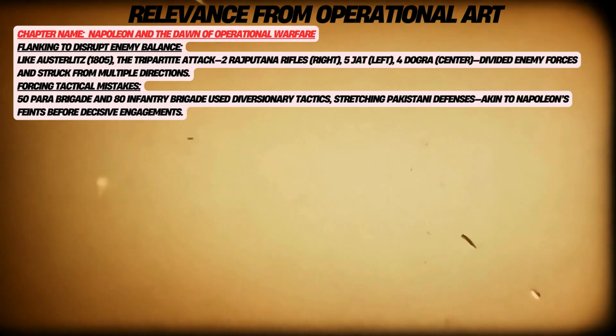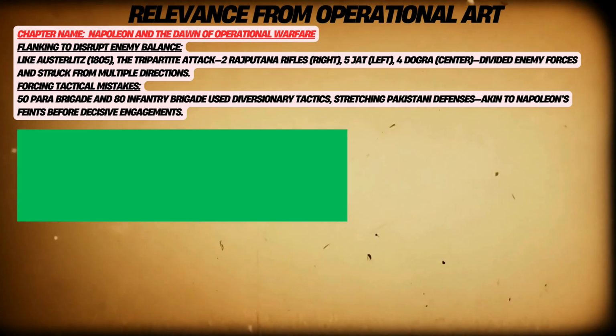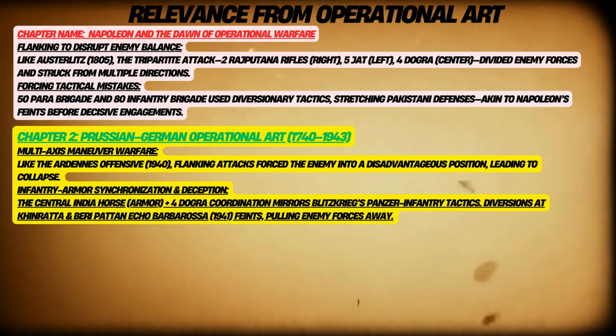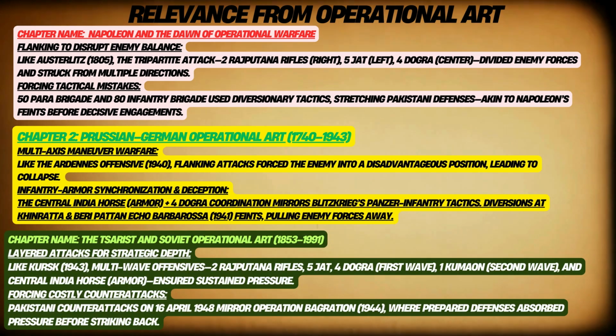Chapter 1. Napoleon and the Dawn of Operational Warfare. Flanking to disrupt enemy balance. Just like Austerlitz, 1805, the tripartite attack: 2 Rajputana Rifles, right; 5 Jat, left; 4 Dogra, center, divided enemy forces and struck from multiple directions, forcing them to react in an uncoordinated manner, forcing tactical mistakes.